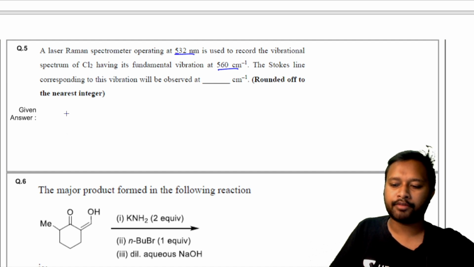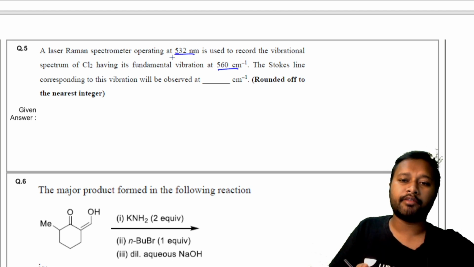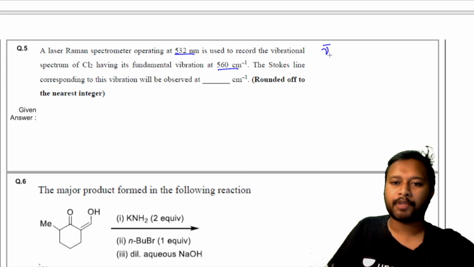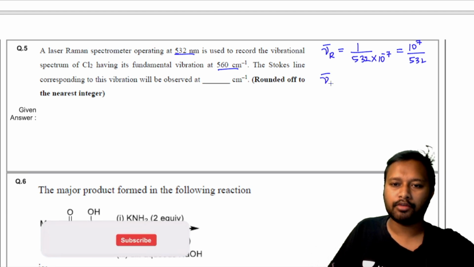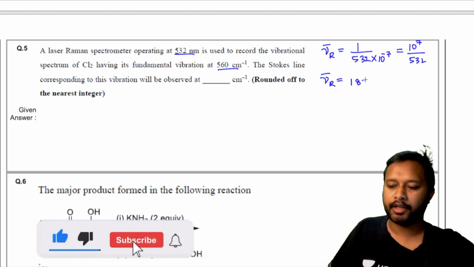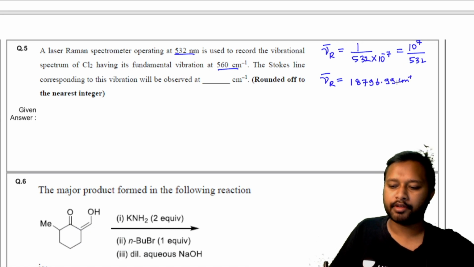To do this question, first of all you are given the wavelength of the Rayleigh line. You have to convert that into wave number. So first of all find the wave number of the Rayleigh line. This is going to be equal to 1 upon 532 into 10 to the power minus 7, because I am going to convert this into centimeter inverse. On solving, you can also write it as 10 to the power 7 divided by 532. Your Rayleigh wave number is going to be 18796.99, so this much centimeter inverse, or you can call it 18797.